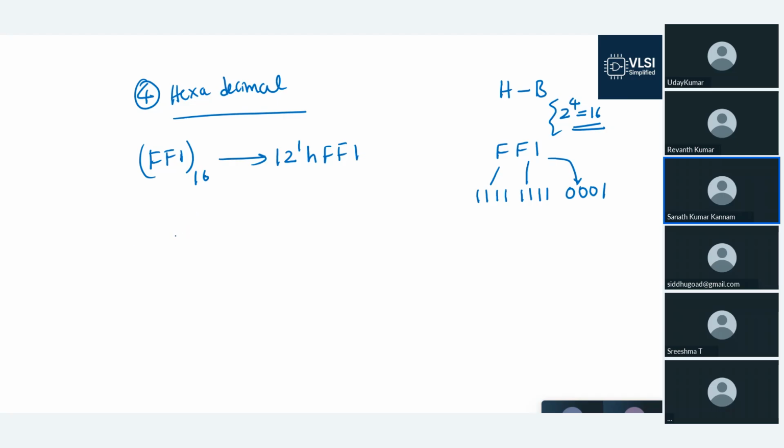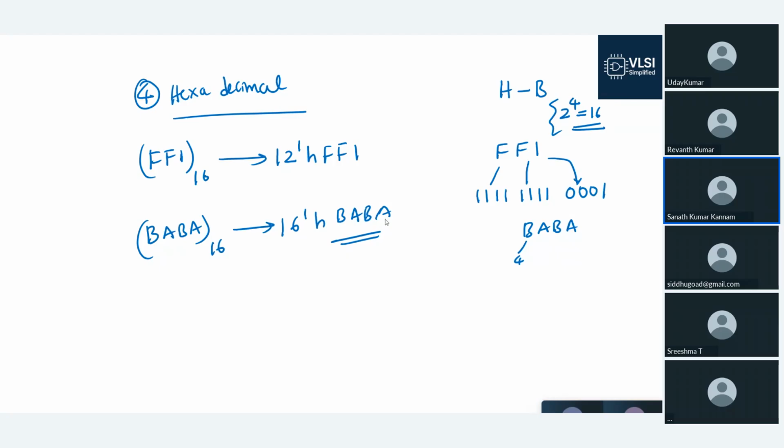Like this, you can take any example, like BABA to the base 16. How are we representing it? How many bits are required? By seeing this, you can say each is 4 bits. So 4 times 4 is 16, no? So 16 tick hexadecimal BABA. Like this, you need to represent the hexadecimal number.